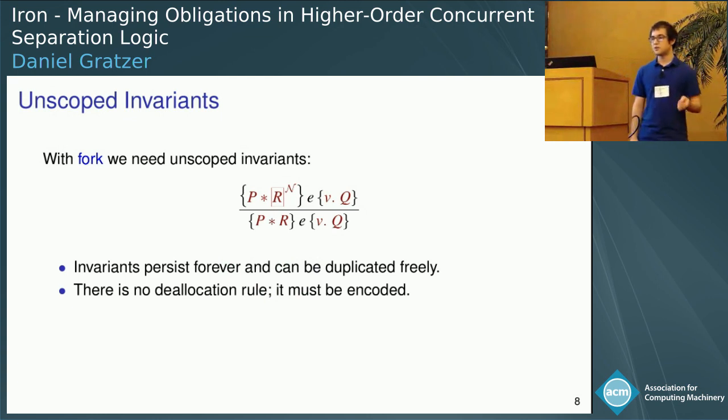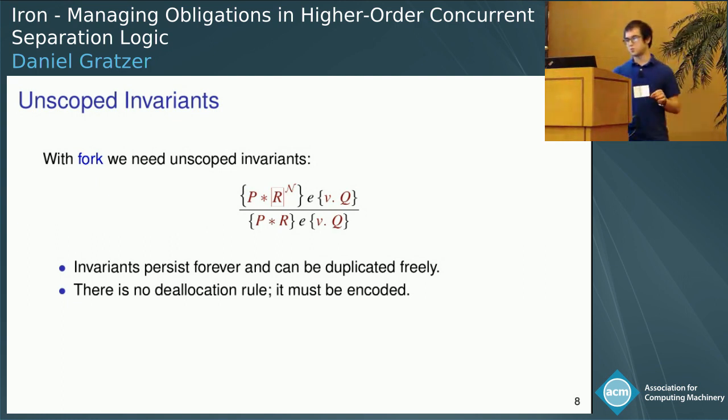In order to handle this in Iris and other logics, we have unscoped invariants. And so the rule for allocating unscoped invariants looks more like this. Basically, you take some proposition R and you just throw it in an invariant. And it can be shared, duplicated freely. It's not governed by a particular scope. It's just there forever. And this is nice. We can duplicate it freely, share it amongst threads, send it to threads that didn't previously know about it. But there's no explicit deallocation rule. We can encode it, but it's not there by default like it was for CSL.